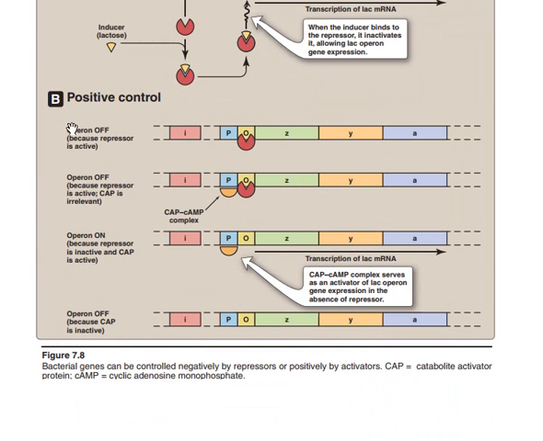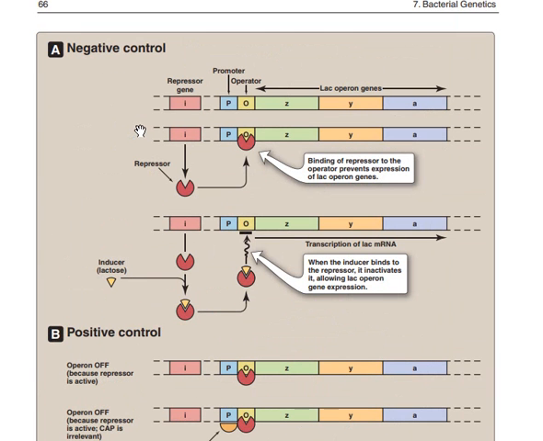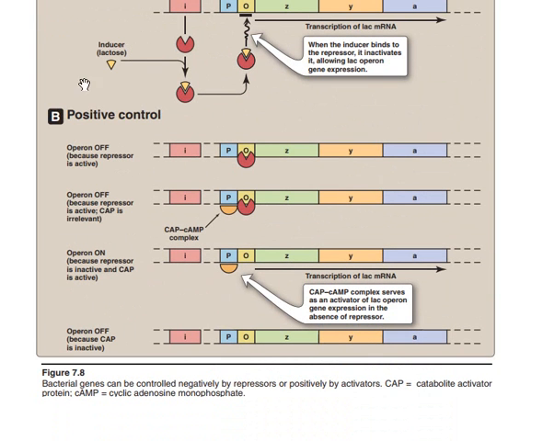Now positive control. This is the negative control mechanism. So with the repressor, and when you use inducers, it inhibits the negative control mechanism. Now in case of positive control, you have the operon gene here, and you have the operator gene. So we have the operon off because the repressor is active. So the repressor is active, it is going to inhibit this. Is it clear? So the operon here is off because the repressor is active.